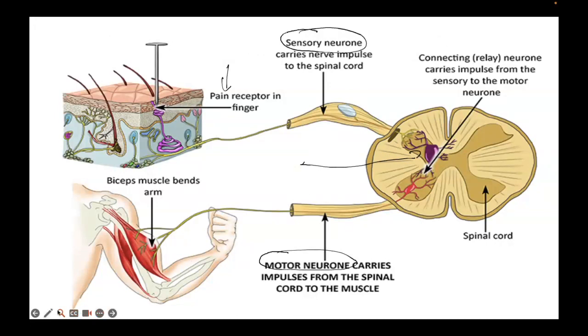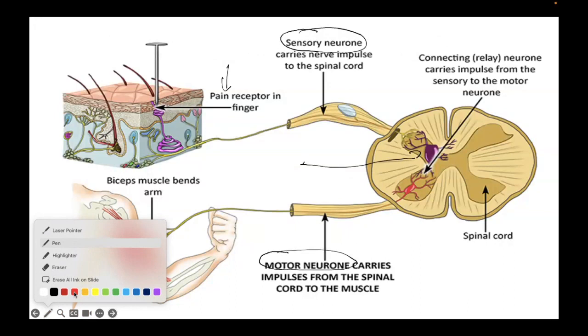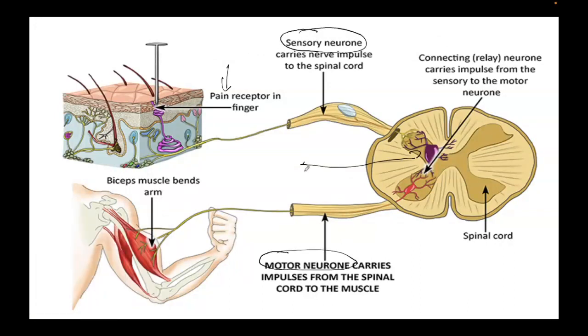Let's see if I can change the color of this, and we'll make it, let's say, yellow. So this connection from here to here, that's the association neuron or the interneuron, and that's 90% of the neurons in the body. So sensory input comes in, motor output goes out. The connection between the two is the association or the interneuron.